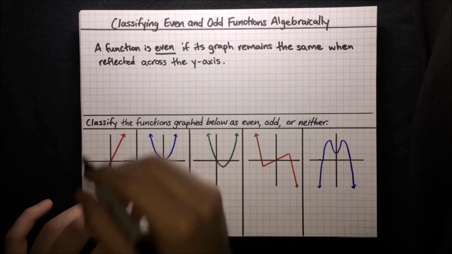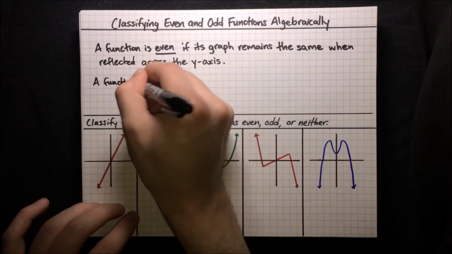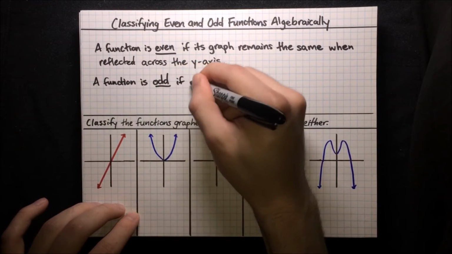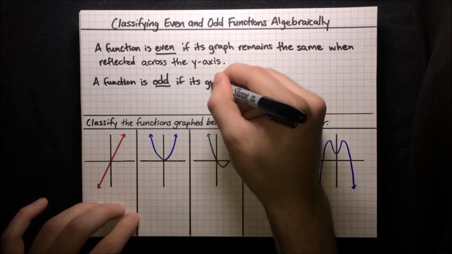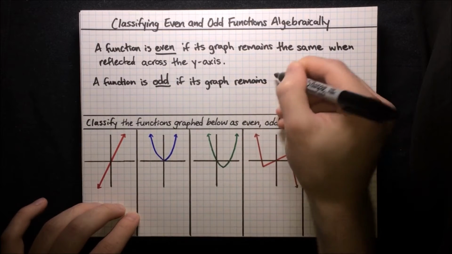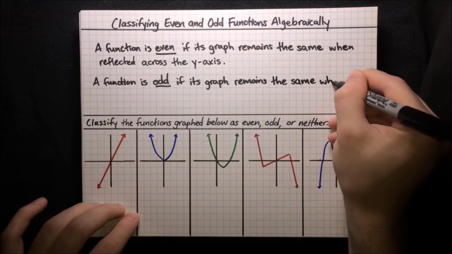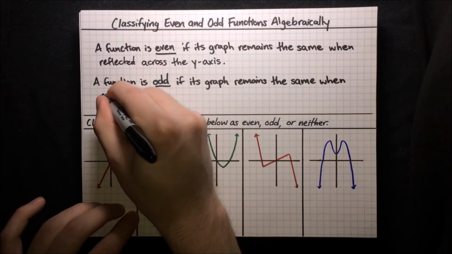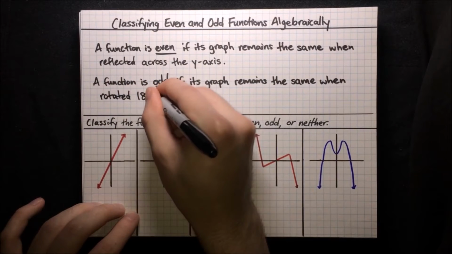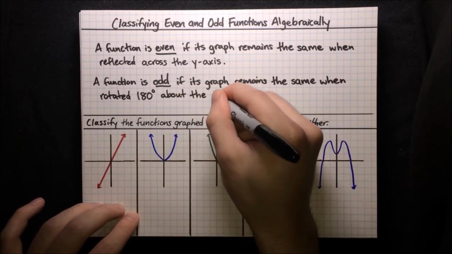Let's also give a definition for odd. A function is odd if its graph remains the same when rotated 180 degrees about the origin.